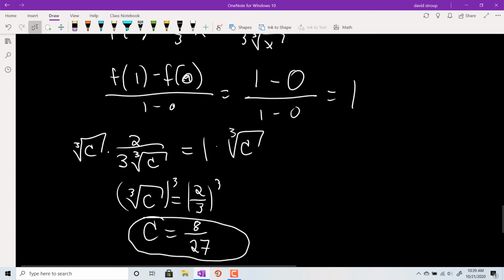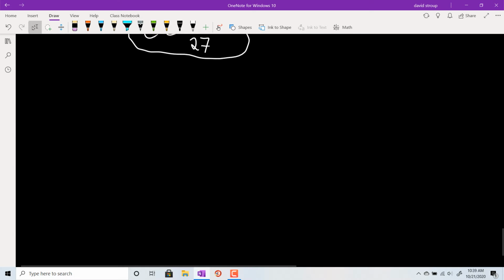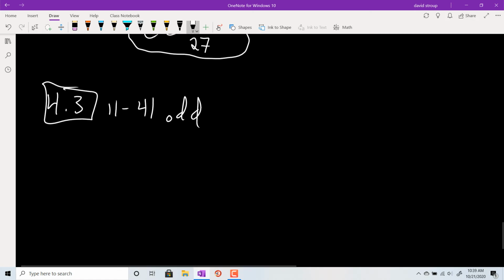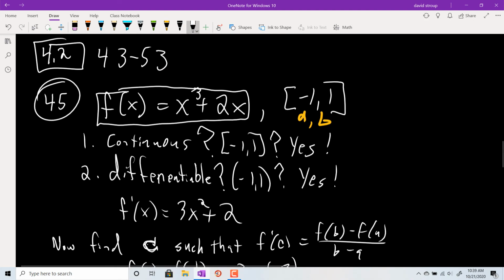Okay, 4.3, we kind of get back to the first derivative issue and what we can do with the first derivative. So for 4.3, I'm thinking of questions like 11 to 41 odd. Let me look back, make sure I gave you a number set. Yeah, 43 to 53 odd.